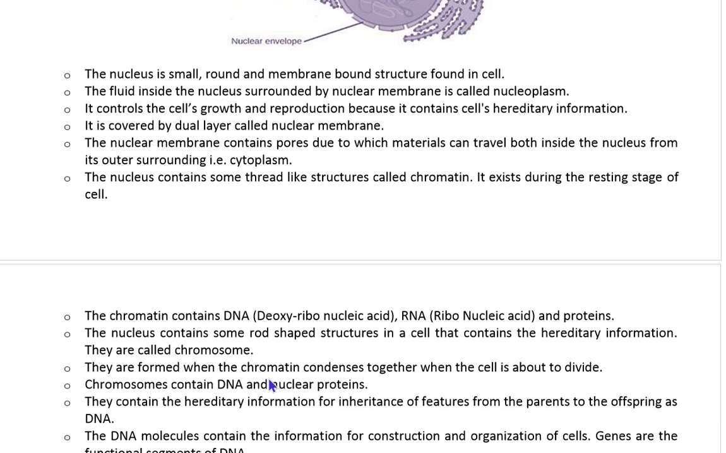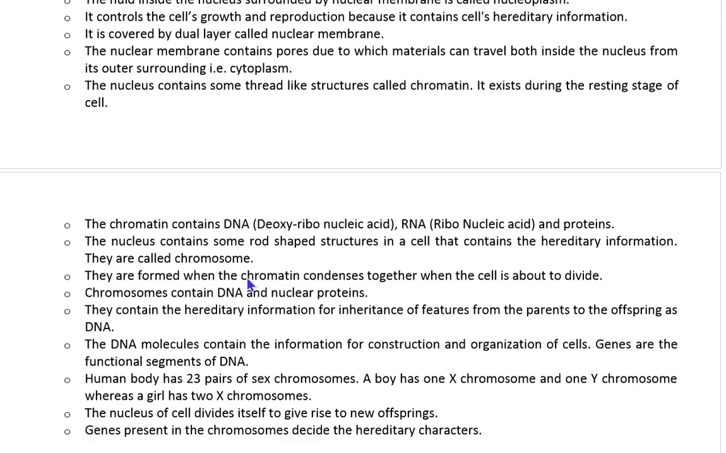But when the cell is about to divide, the chromatin material gets organized to form a chromosome. This chromatin material is made up of DNA, deoxyribonucleic acid, RNA, ribonucleic acid, and proteins. These DNA, RNA, and proteins consist of hereditary information, and when the cell is about to divide, the chromatin material gets organized into a thread-like structure, and this is called a chromosome. They are formed when chromatin condenses together when the cell is about to divide.